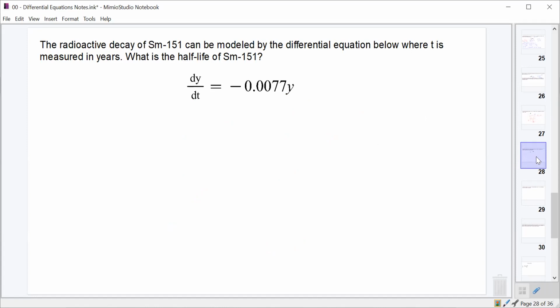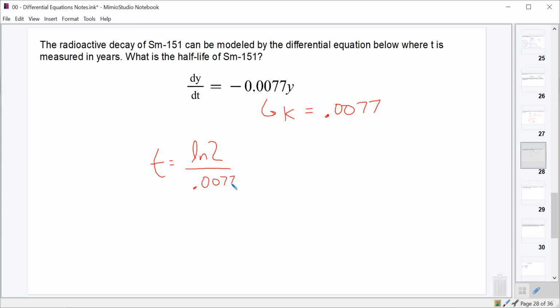Well, the value of k here in our differential equation, which we can see yields exponential decay because dy/dt equals k times y, is 0.0077. It's not negative, right? Because the value of k is always going to be positive. So our half-life is going to be the natural log of 2 divided by 0.0077.